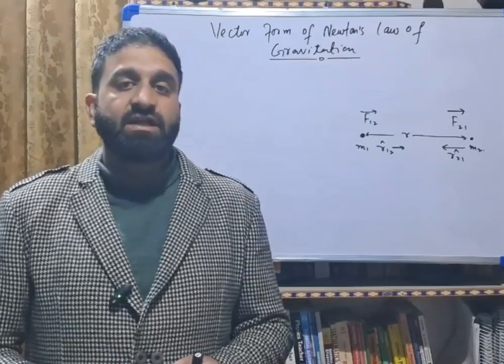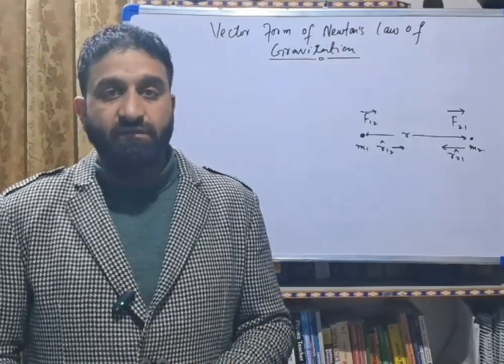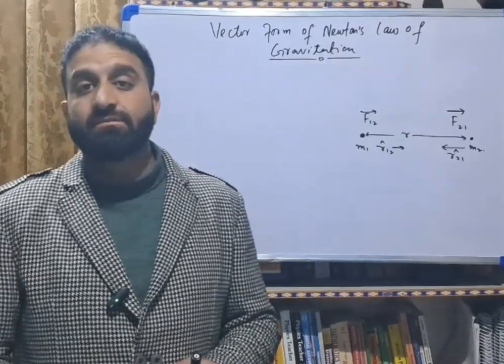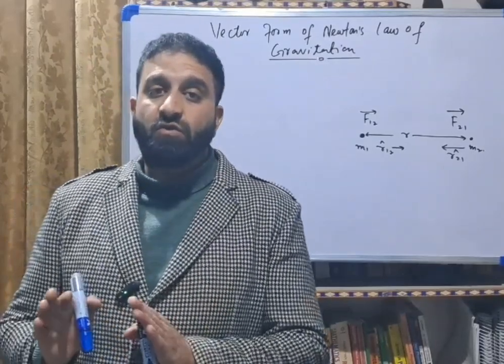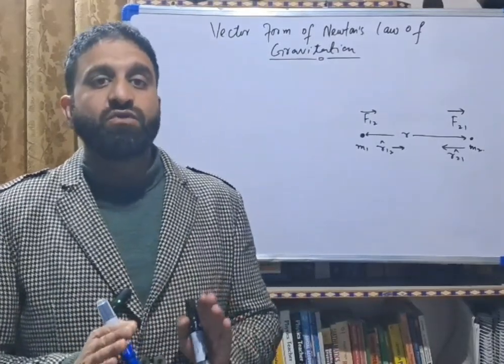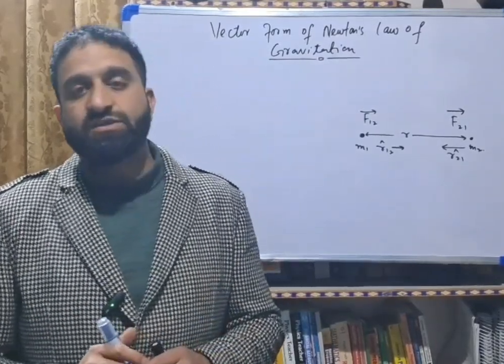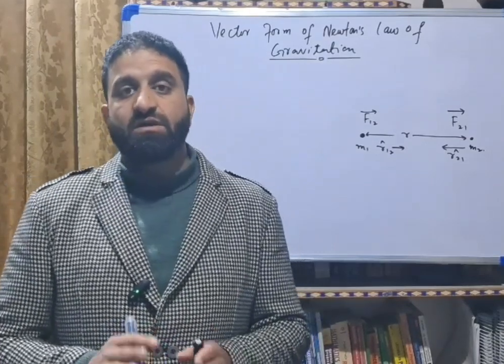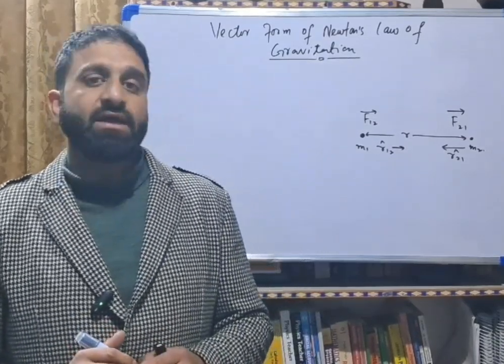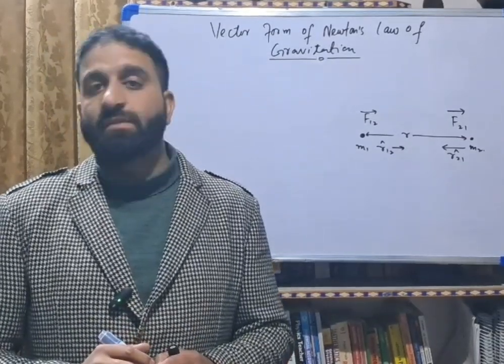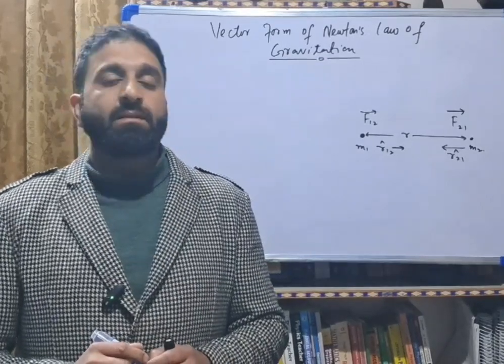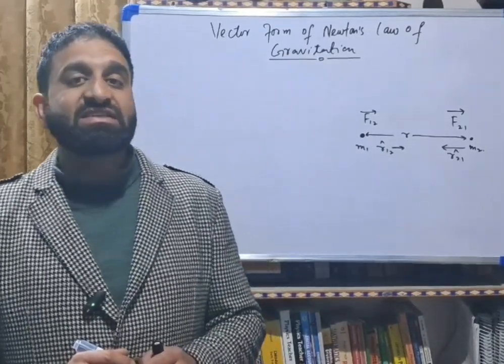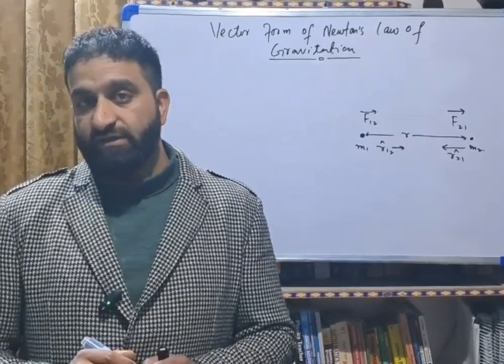Discussing the vector form of Newton's law of gravitation, we have to keep two things in mind. One, the gravitational force is attractive. That means we have to introduce a negative sign. Attractive forces are always shown by a negative sign and repulsive forces are always shown by a positive sign. Number two, we have to see the direction of the unit vectors.